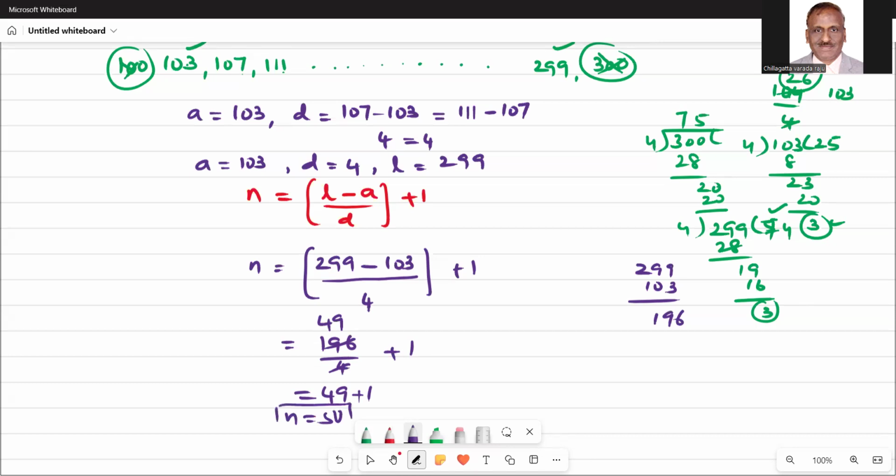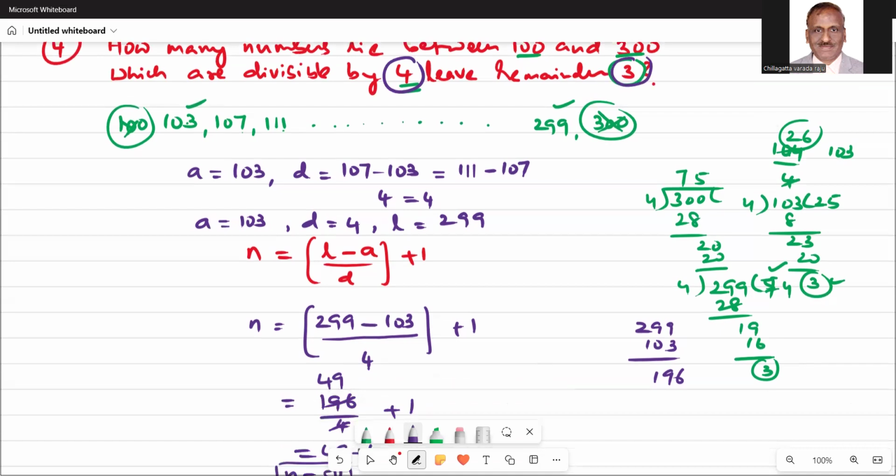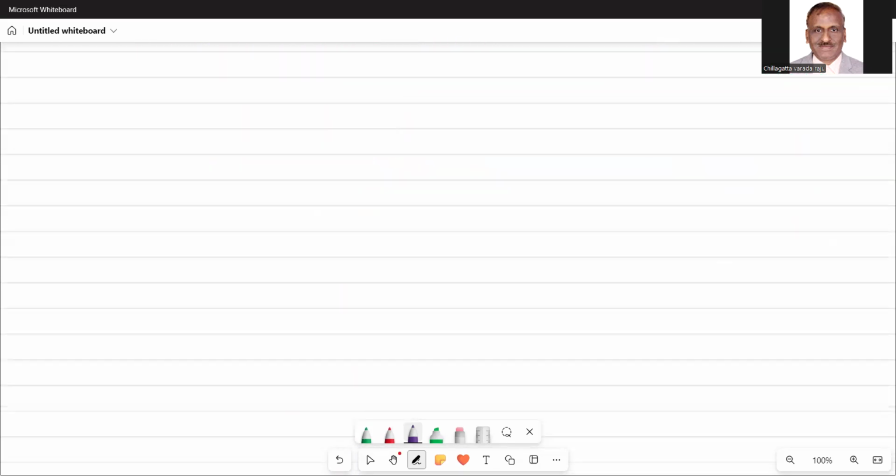What is the meaning of N is equal to 50? There are 50 terms from 103 to 299 which, when divided by 4, always leave the remainder 3. Okay, so this is how you have to solve when the question is asked in this pattern. I hope all of you understood this.